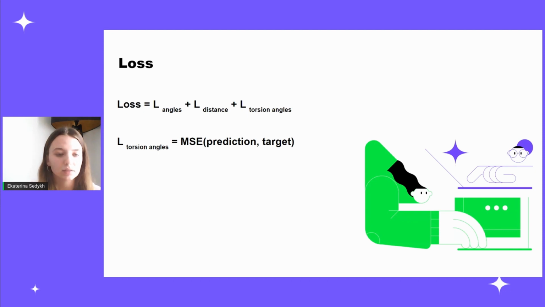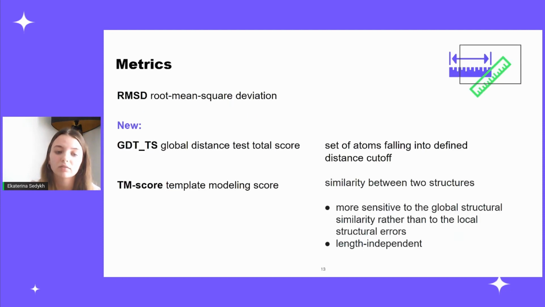We also did some modification and research on evaluation metrics. The commonly used RMSD metric has some drawbacks, but still is used for comparison, as most of the projects use that. And we found two other metrics, global distance test score and template modeling score. They are more sensitive to global similarity rather than small errors, which makes them more accurate in comparing similarity than RMSD. And additionally, they are also length independent. So we implemented both of these metrics to evaluate our model.